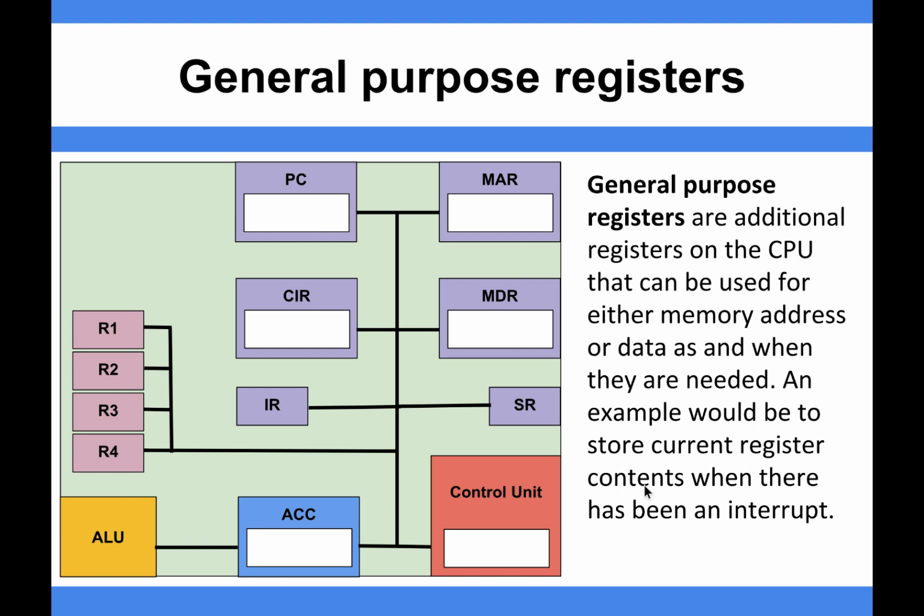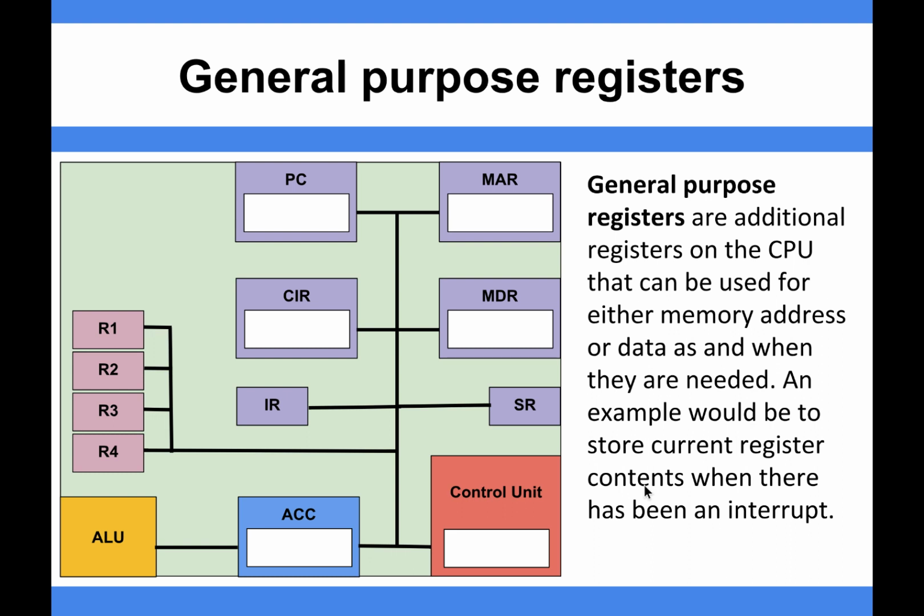But on your CPU, you also have these things called general purpose registers. So these are additional registers on the CPU that can be used for either memory addresses or data as and when they're needed. An example would be to store the current register contents when there's been an interrupt. So if there's been an interrupt, you need somewhere to store certain bits of data so you can process the interrupt. You might use some general purpose registers for that.